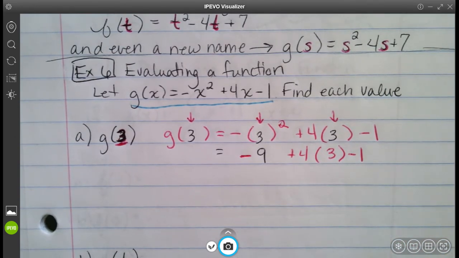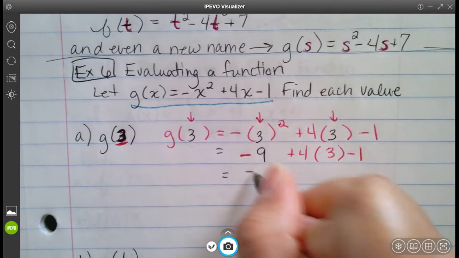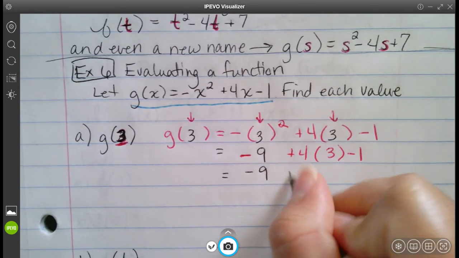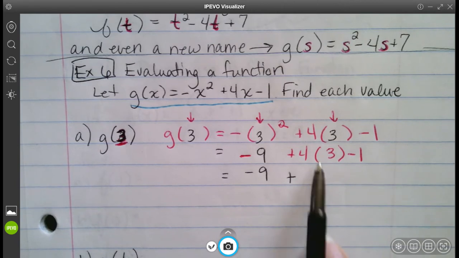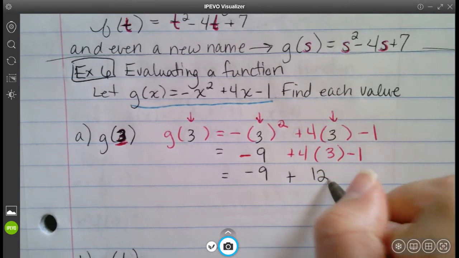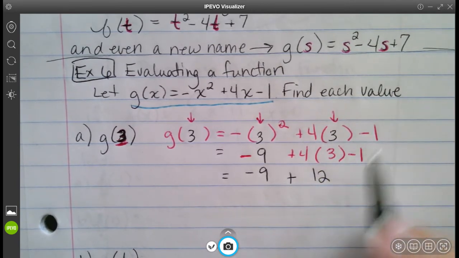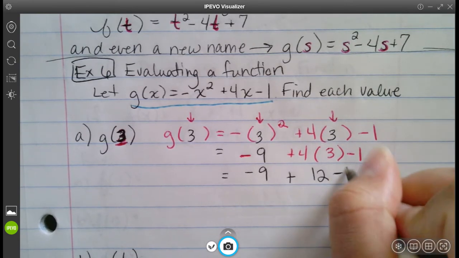Next, I'm going to go ahead and do the multiplication. So I have negative 9 plus 4 times 3 is 12. And I know my colors are all over the place. Sorry about that. Bring down the 1.